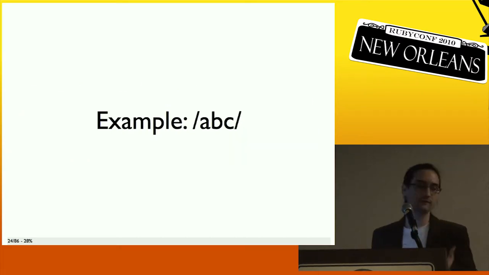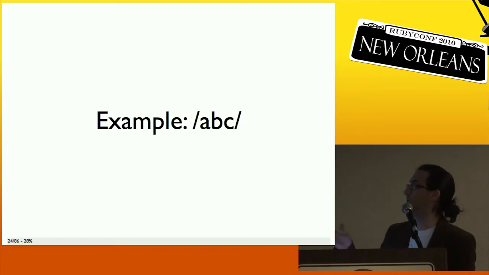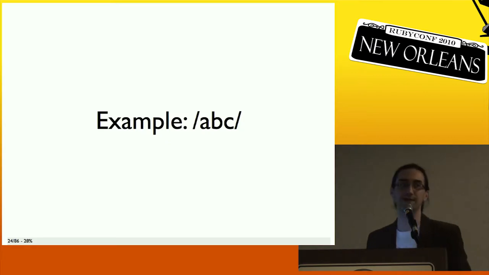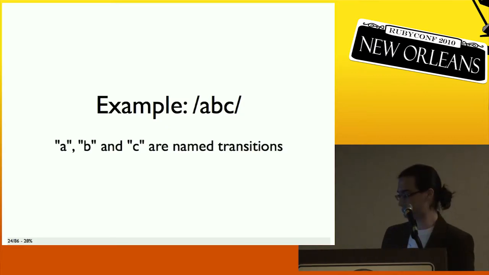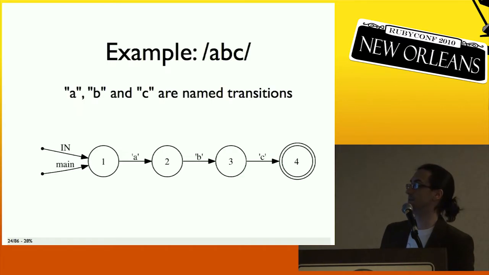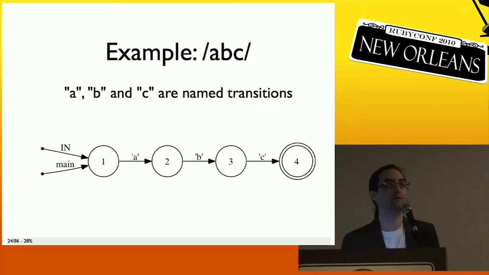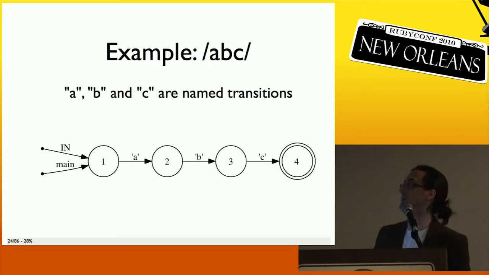So before we get into Ragel proper, where Greg's going to go through some of the syntax, I want to give you just an example to see what you can do with this. So let's look at a regular expression that matches the string ABC. How does that break down? A, B, and C are named transitions, and that is what the state machine looks like. You can see that when you compile that, you get four states out, basically 1, 2, 3, and 4. And then there are transitions between those states.